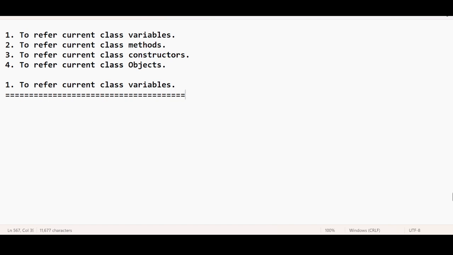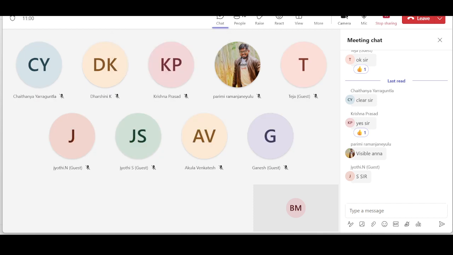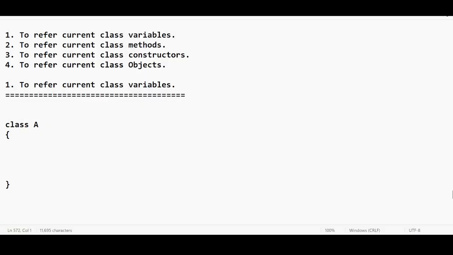Okay, so we know what a variable is. So how can we define a variable? To define a variable, we usually use a class. This is a typical example of defining a variable. Let us take a class A. Inside class A, we already know that a class can have variables as well as methods.